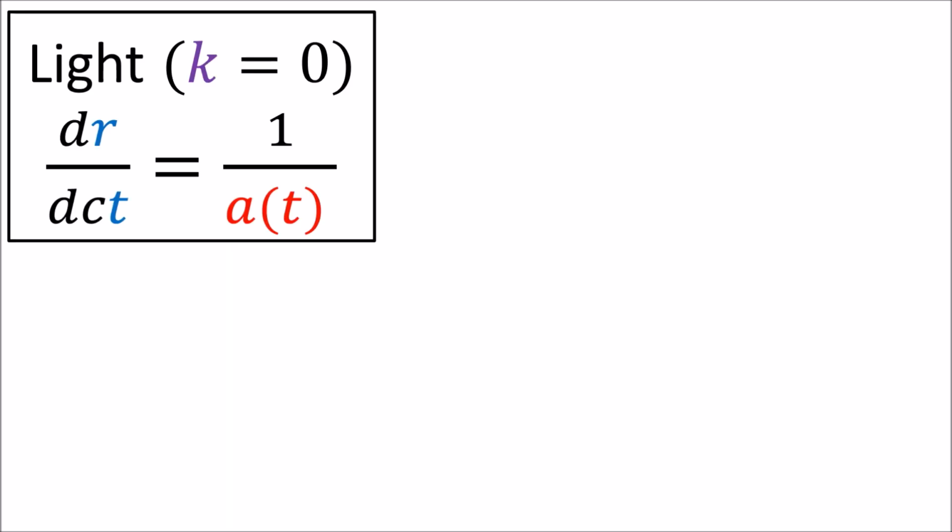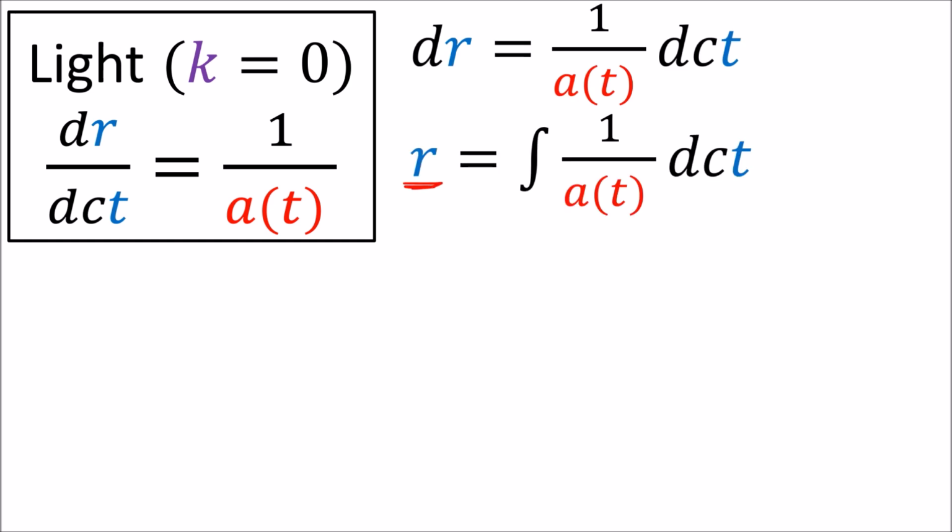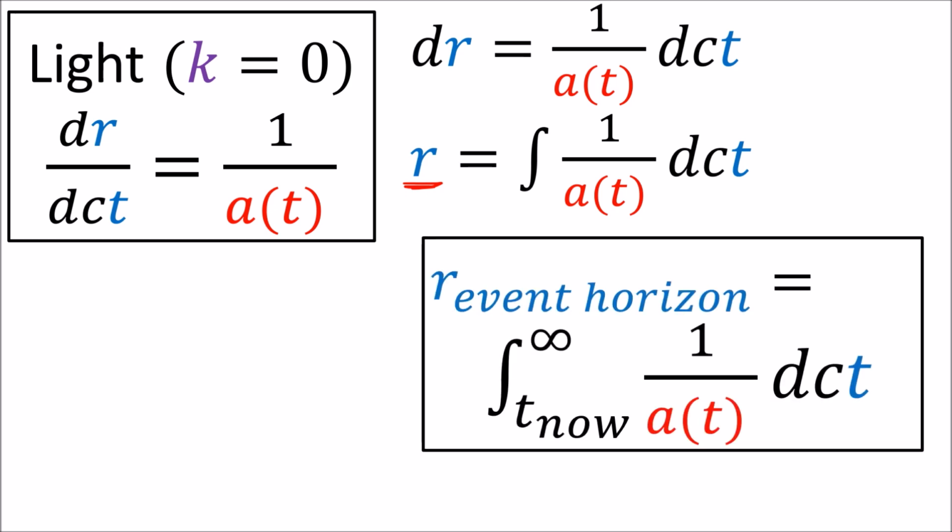To calculate the cosmic event horizon distance, we can take the geodesic formula for a light beam and integrate it to get the comoving distance r that light travels in some amount of time. To get the size of the event horizon, we calculate how far light will be able to travel from the present time until the infinite future.